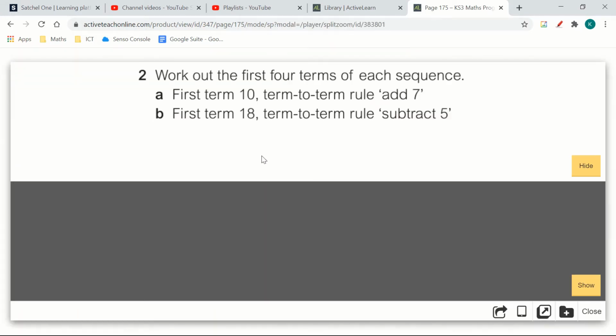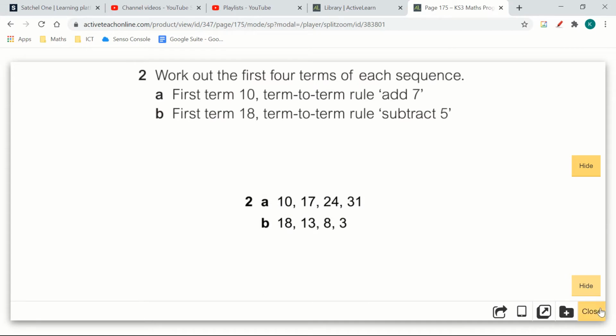Okay, so question 2, work out the first 4 terms of each sequence. So can you write down 2a, first term is 10, term-to-term rule, add 7. So the first term will be 10, then we add 7 to make 17, and we add 7 again, etc. This one, we start off with b, so write down what this bit is. First term is 18, and then we subtract 5, and so we keep working on that. So if you want to pause the video. And there you go.